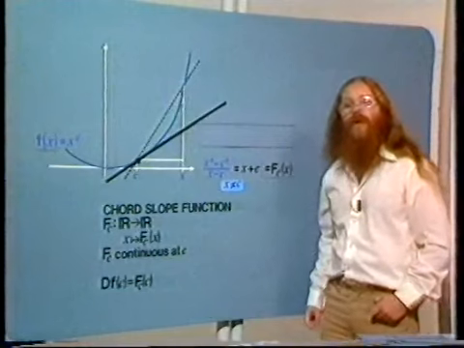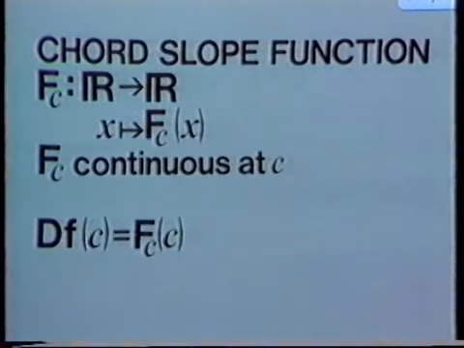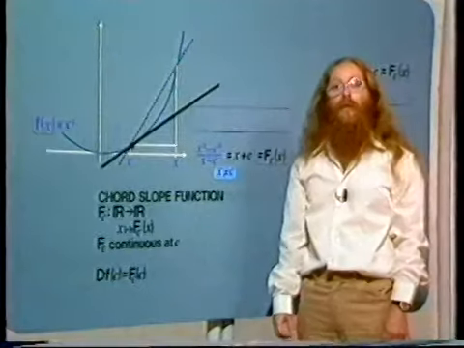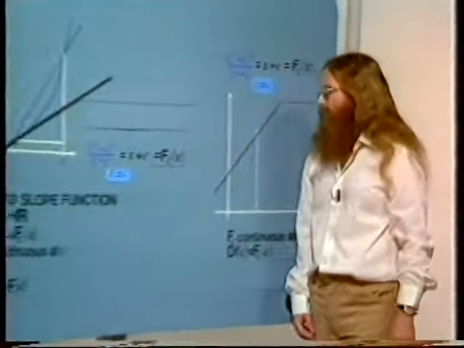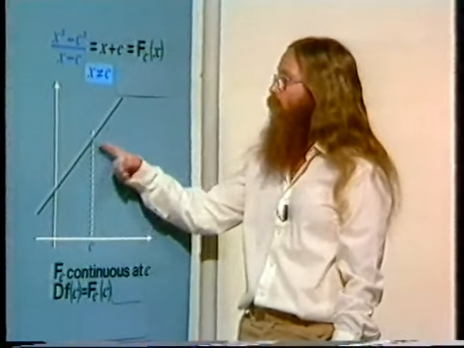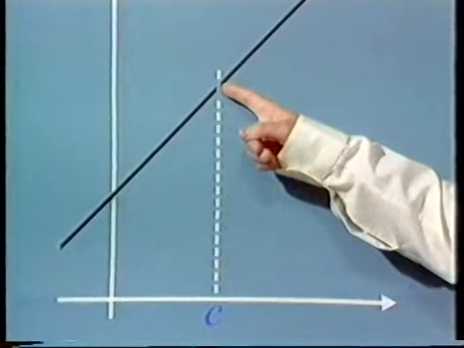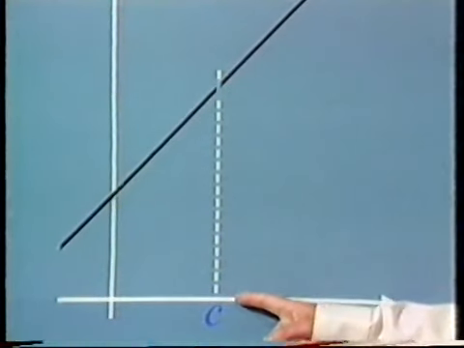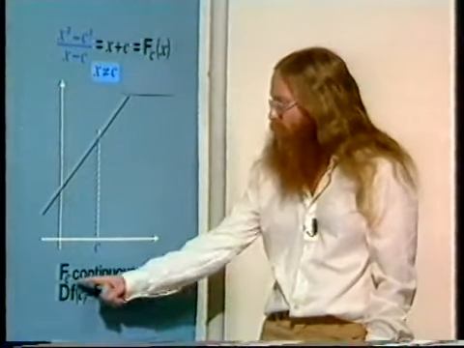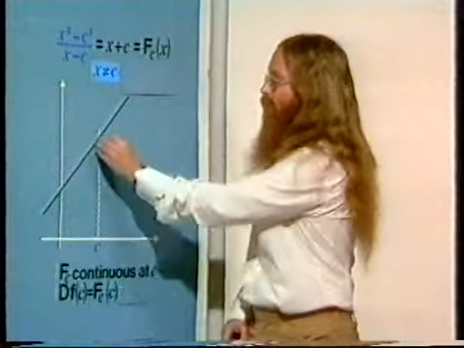But there's one condition we haven't used yet. We haven't used the continuity condition. And that's going to be exactly what we need. Well, let's see how that works. What we do is we look at the graph of the values of the chord-slope function that we already know. It's just the graph of x plus c, except with a gap here, because we don't yet know the value at c. But we do know that the function has to be continuous at c, so it's pretty obvious what its value must be.